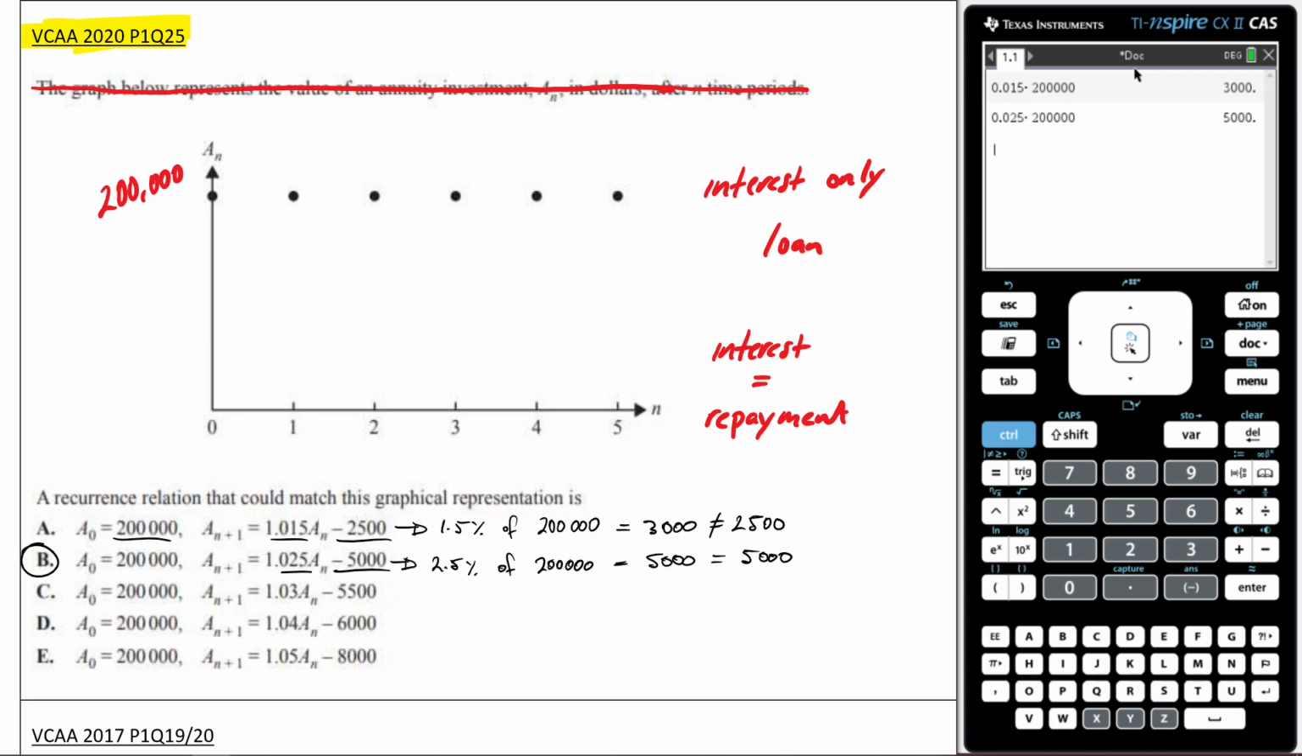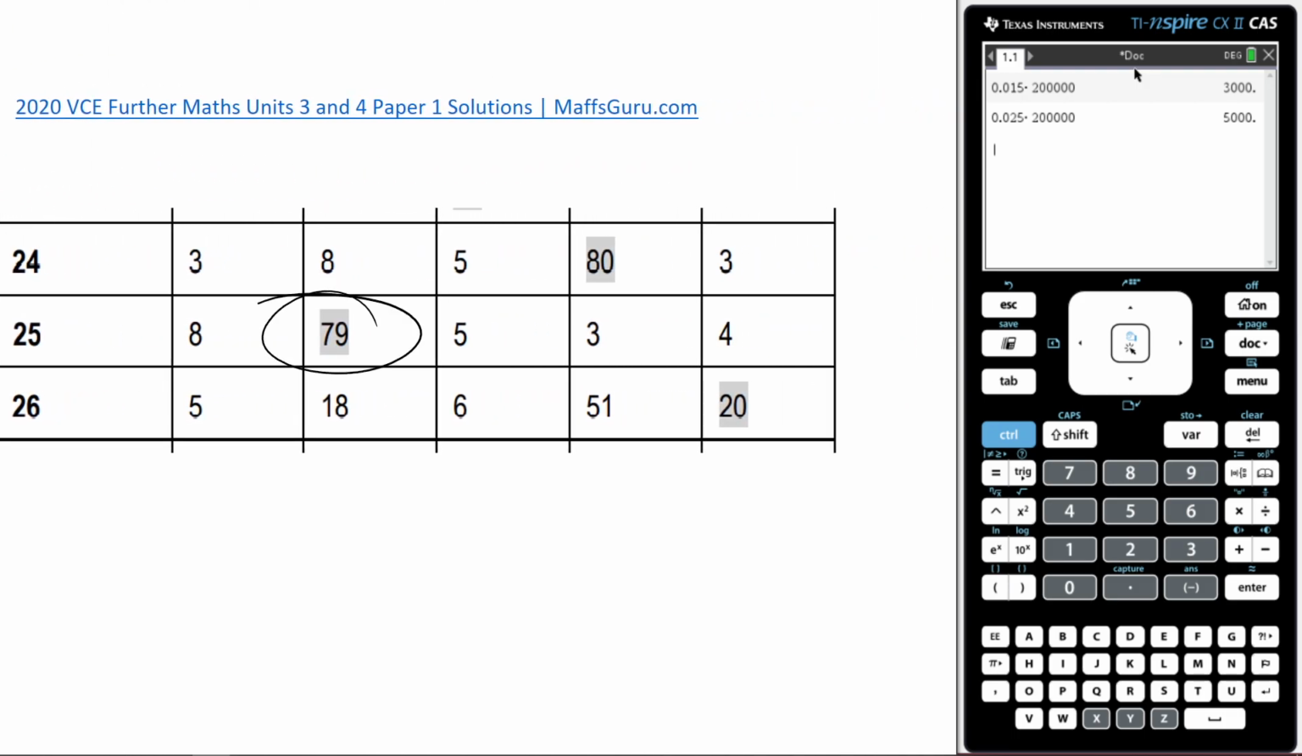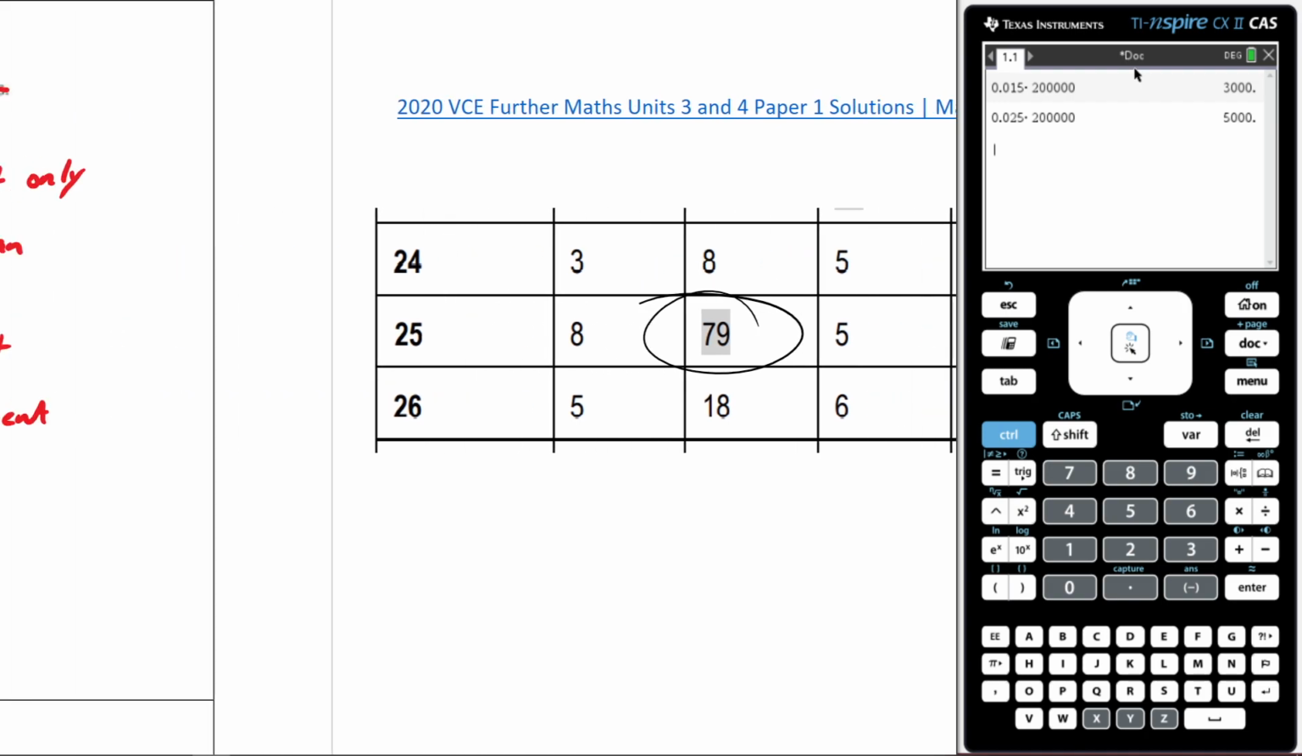And again, you would just continue doing this process again and again, and you'd find that nothing works except for B. So that means B is my correct answer for question 25 here. And sure enough, 79% of the state were able to answer this correctly. So pretty well done. Hopefully that makes sense.